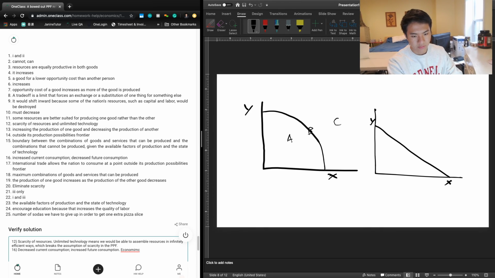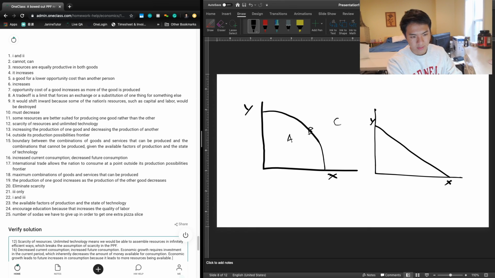Economic growth requires investment in the current period, which inherently decreases the amount of money available for consumption. Economic growth leads to future increases in consumption because it leads to more resources being available.